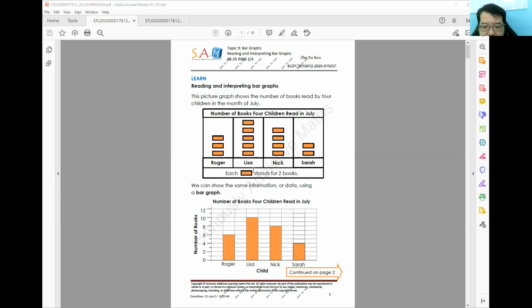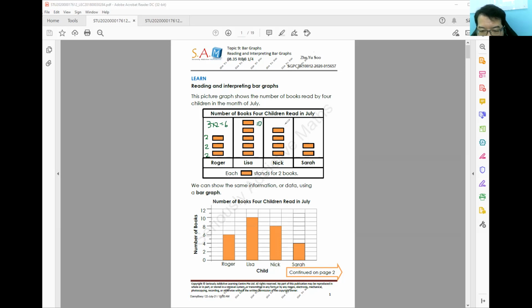So what does that mean? Let's do a quick recap. If each of these rectangles stands for 2 books, how many books does Roger have? You have 3 rectangles. So 3 times 2 equals 6. And what about Lisa? 5 times 2, 10. What about Nick?